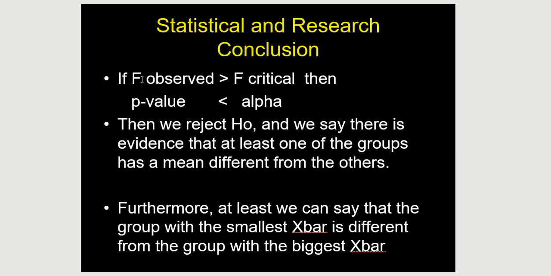Okay? So here we go. If F observed is greater than F critical, that means your p-value is less than alpha. Then we reject the null hypothesis and we say that we have evidence that at least one of the groups has a mean different from the other. Furthermore, at least we can say that the group with the smallest average is different from the group with the biggest average. Because all you can say is at least one of them is different. We cannot really say where the difference is. Otherwise, it will require some more statistical analysis.